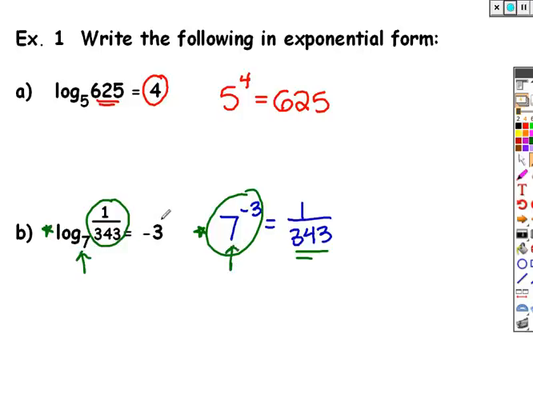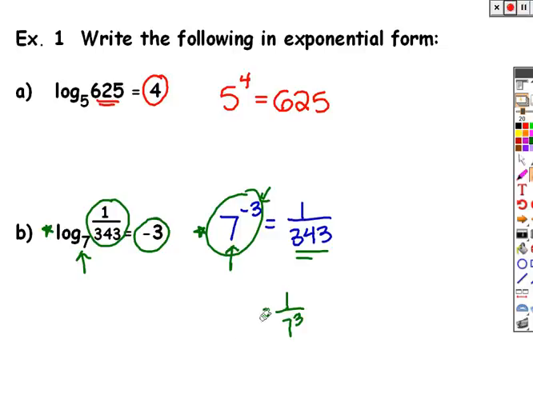A logarithm is an exponent. So whatever that log equals, that's my exponent. And that should equal 1 over 343, which is the argument. Recall that this is the same as this, which is 1 over 343.